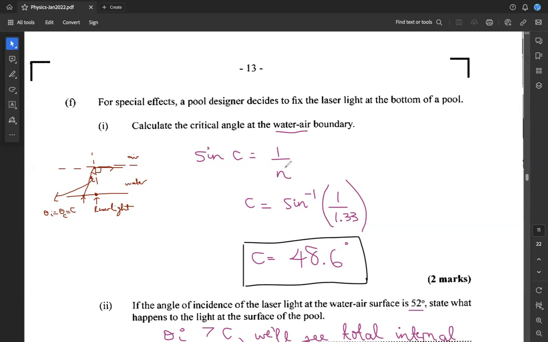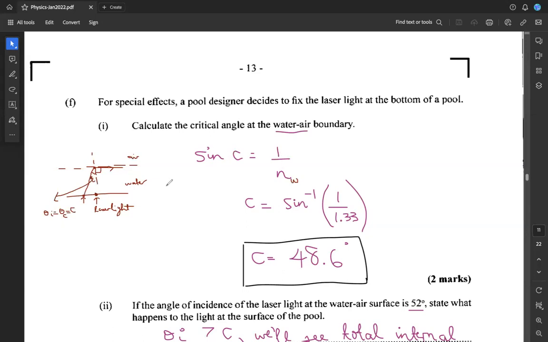And to do that, we know that we can always apply this generic formula, which says that the sine of the critical angle is equal to 1 over the refractive index in the medium that you're leaving from. So we're leaving from water. So this refractive index here actually represents the refractive index of water, right? That's the denser medium that we're leaving from. It's water, and we're going into air.